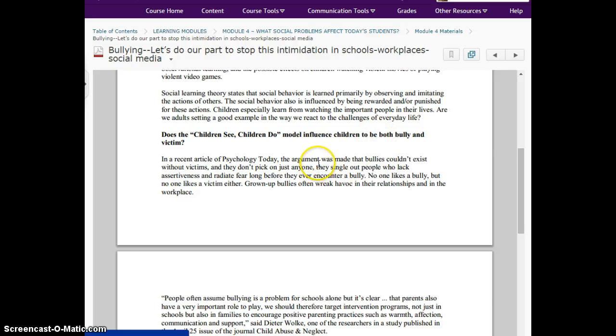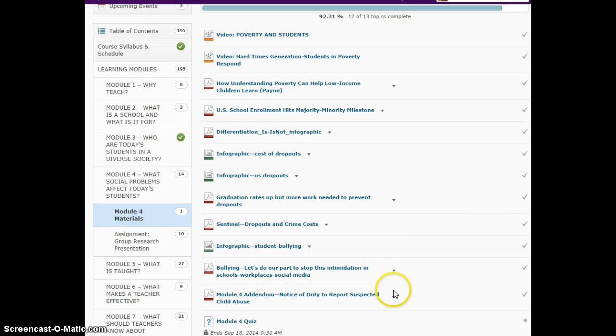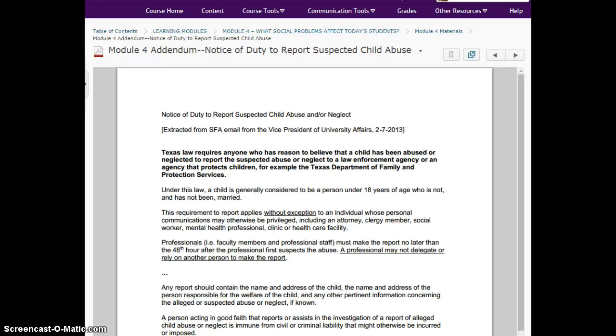The last thing I want to mention about this module is that issue of child abuse. It's very important that you're aware that any suspicion of child abuse needs to be reported. It needs to be reported in a timely manner, and it's one of the obligations that you have as a teacher to make sure that you are reporting it.